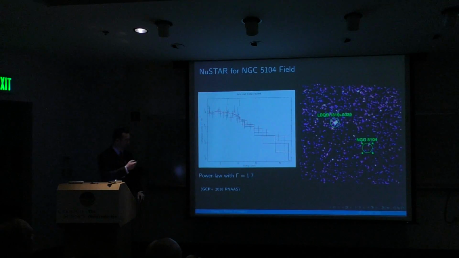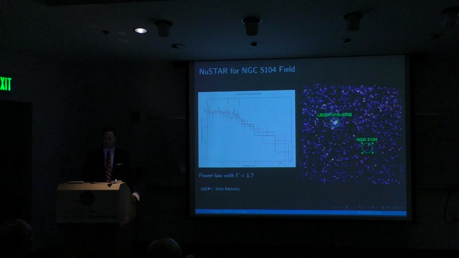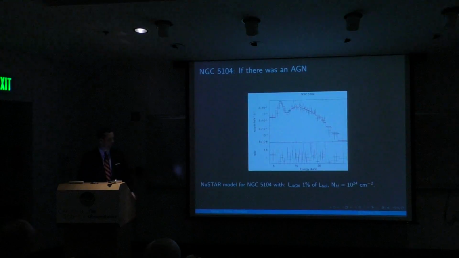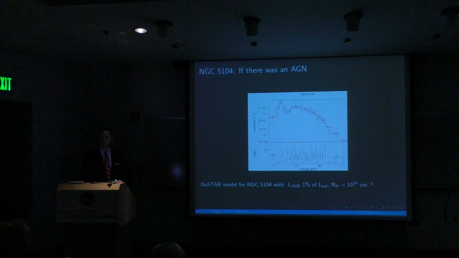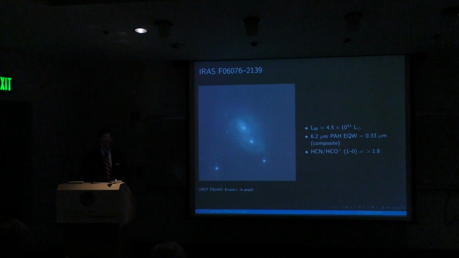And you might say, well, those column densities are pretty high. Would you actually detect it? This is what we predicted for the NuSTAR observation for a 10 to the 24 column density AGN with 1% of the bolometric luminosity. So we're really digging quite deep into the energy source of this system with NuSTAR. And we essentially have no evidence there's a black hole or an active black hole in the system.